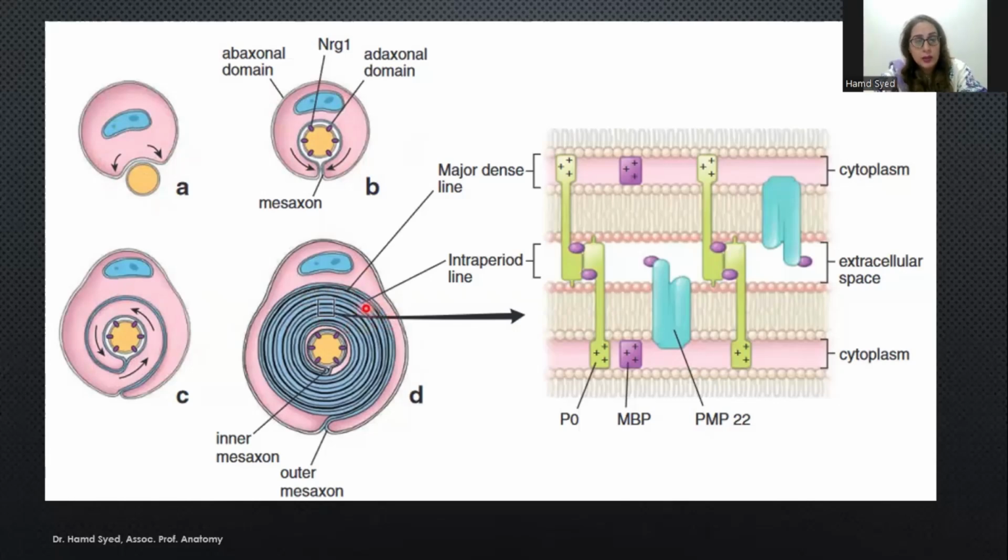Now, if we look at these, we can see a darker line and a lighter line. And remember, these are appreciable in an electron micrograph. The darker line is known as the major dense line. And over here, the cytoplasmic surfaces are opposed, whereas the lighter or fainter one, the intraperiod line, is showing the apposition of the outer bilayered Schwann cell membrane. Also, we should look over here at the outer mesaxon and the inner mesaxon.